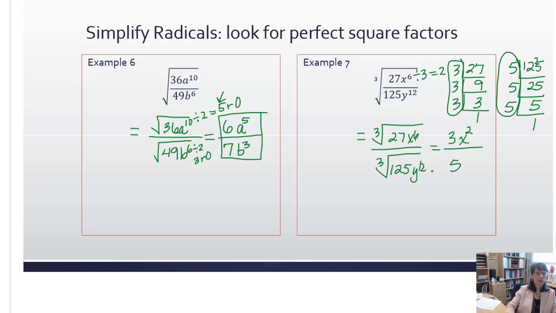So 5 will clear. 12 divided by 3 is exactly 4. So the base of y will clear the radical with an exponent of 4. My final answer is 3x squared divided by 5y to the 4th. So the quotient rule is very useful when you have fractions.